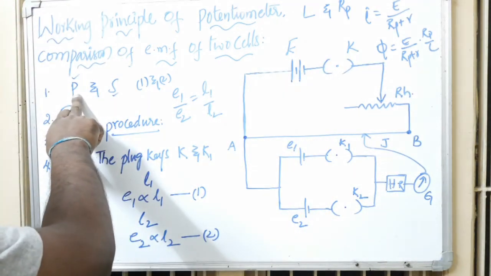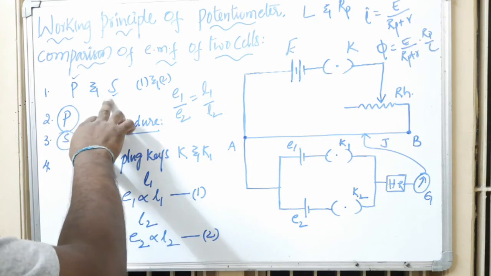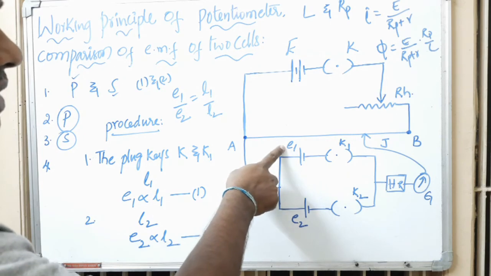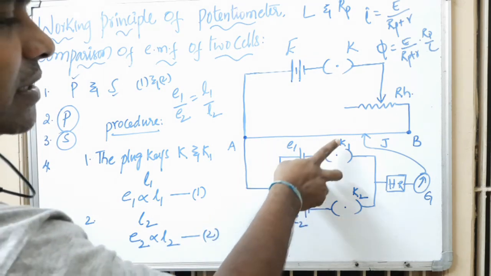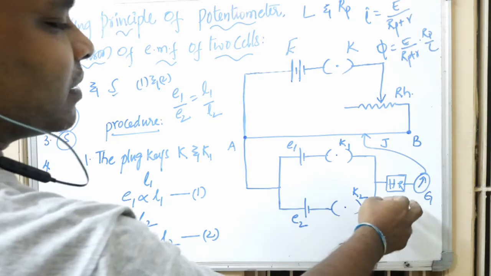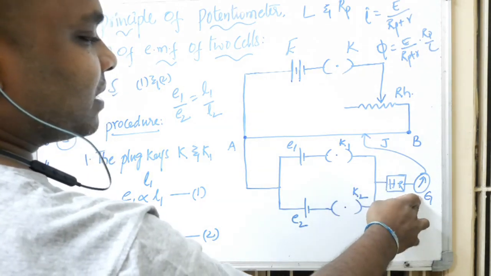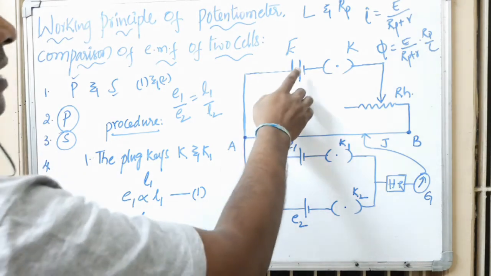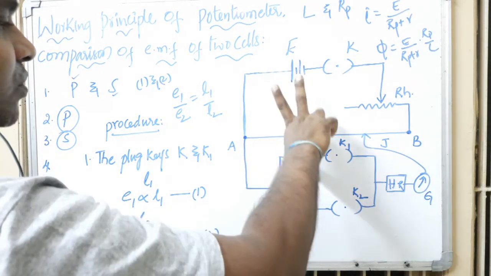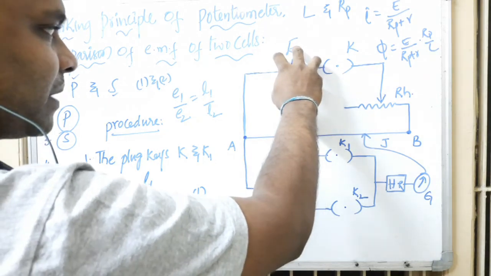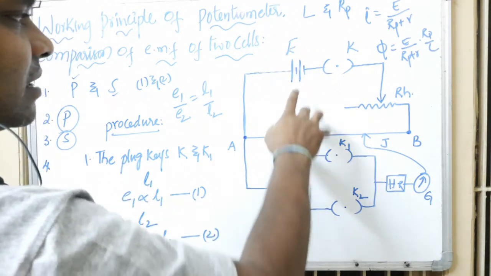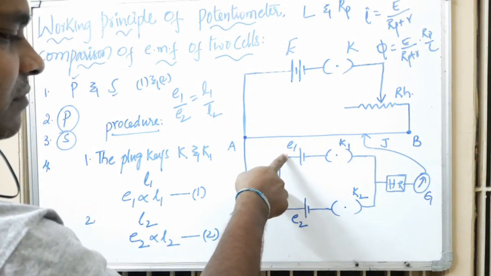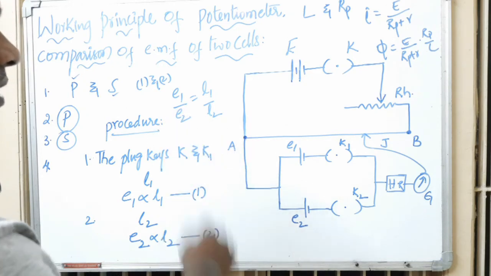So here the primary is over. Now coming to the secondary. The secondary circuit consists of two cells of EMF E1 and E2 and two plug keys K1 and K2, with a galvanometer and a jockey. And the fourth point, I told that the positive terminals of the cell in the primary and the cells in the secondary, the positive terminals of the two cells, are commonly connected to A. This will be the fourth point.